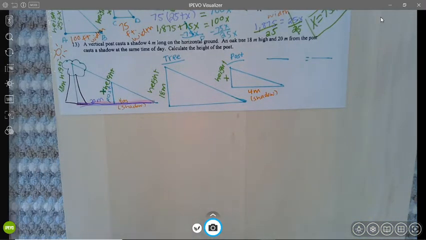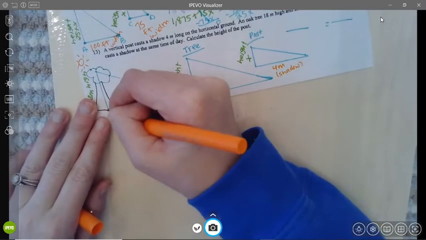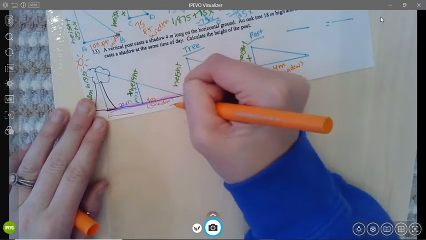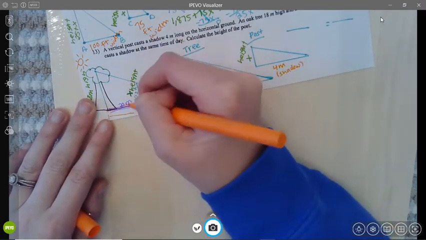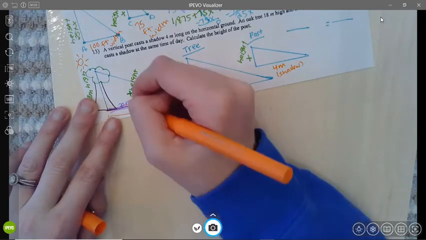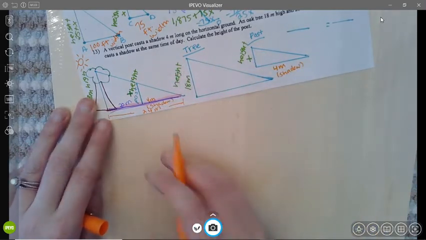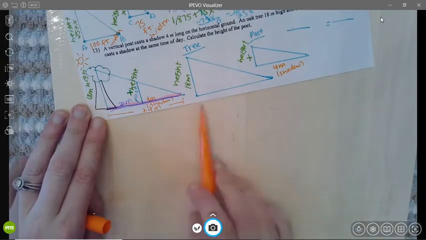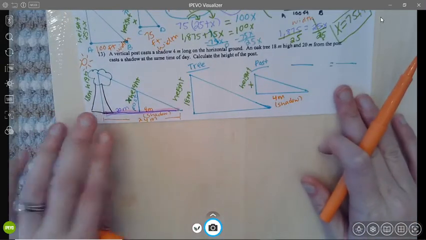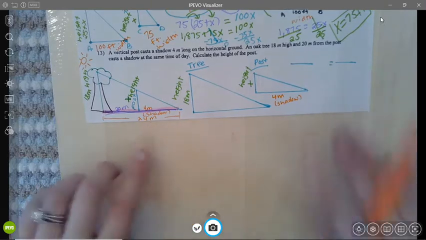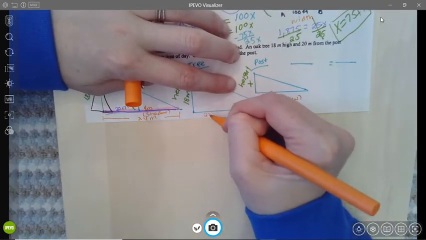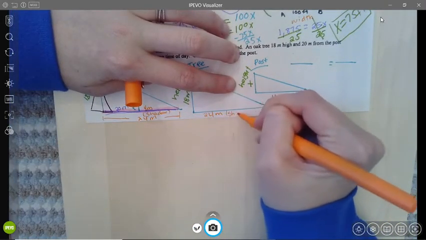So the oak tree shadow is going to be this whole thing, from here to here. So the way I'm going to find it is by adding these two together. 20 plus 4 is 24 meters. So the whole entire shadow length is 20 plus 4, which is 24 meters. So the shadow of my oak tree is 24 meters.